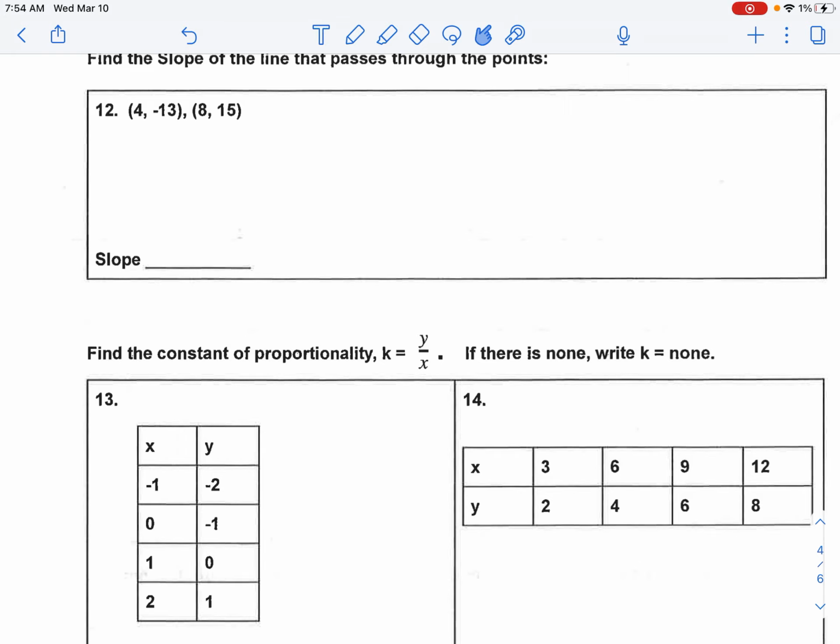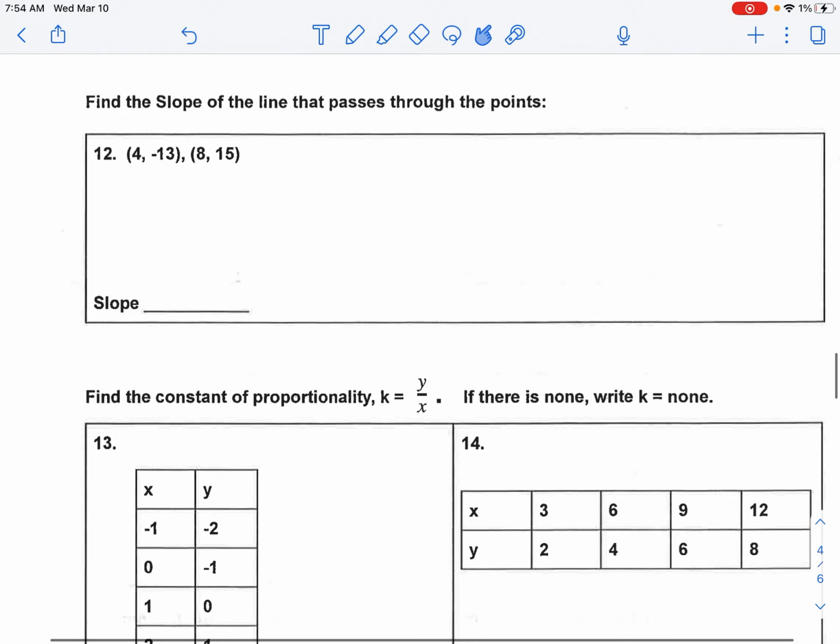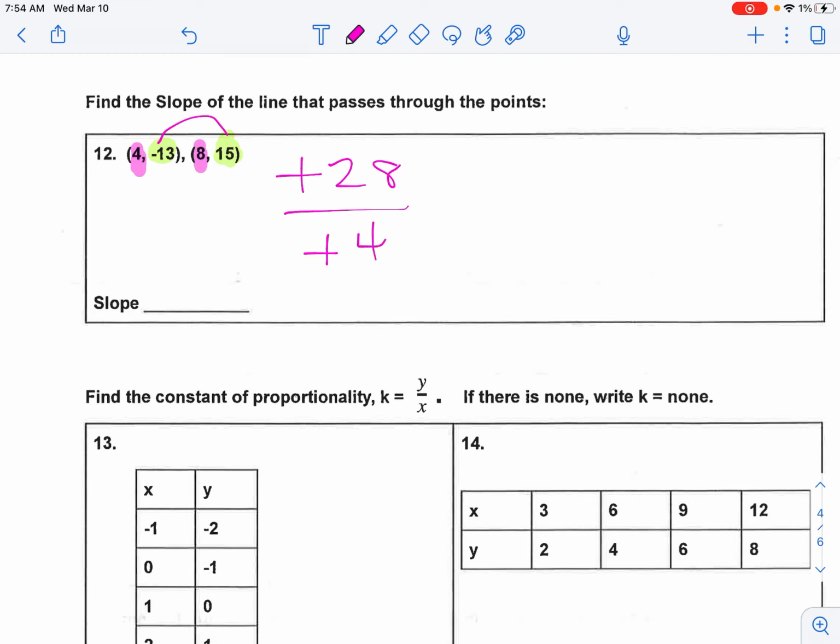Okay, page 4, we're getting to the finish line. Find the slope of the line that passes through the points. Oh, we know how to do this, super duper easy. So let's look at our y values. So going from -13 all the way up to 15 is a change of +28. And then looking at the x values, that's a change of +4. So to simplify that, 28 divided by 4, that would be a slope of 7.